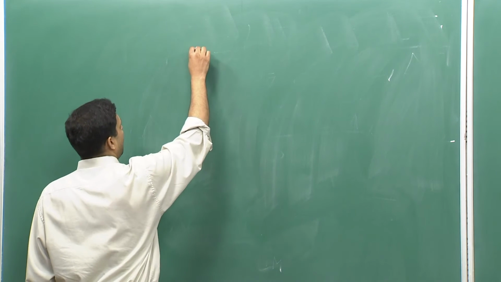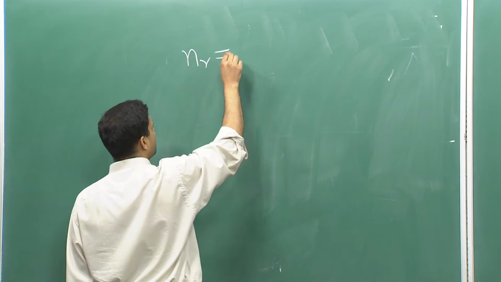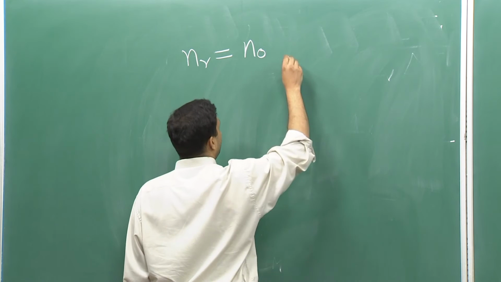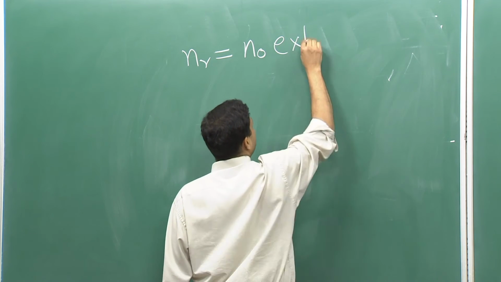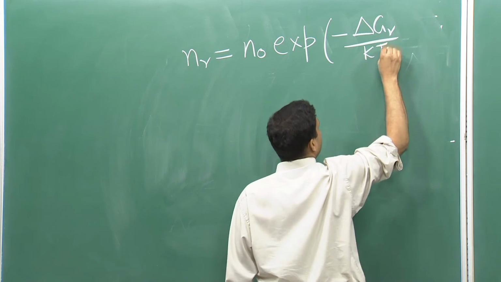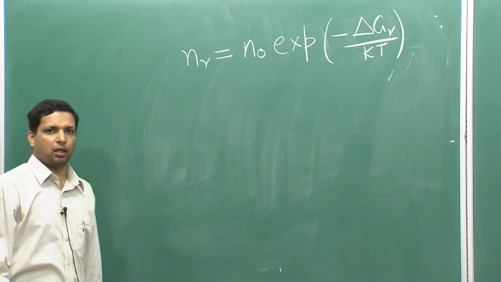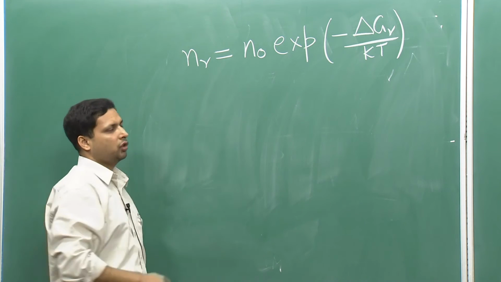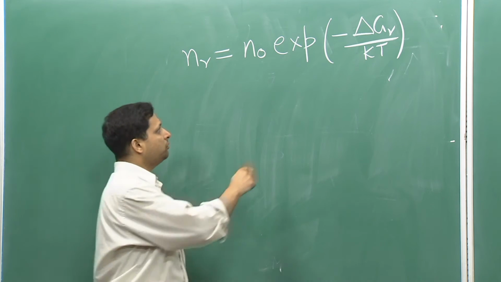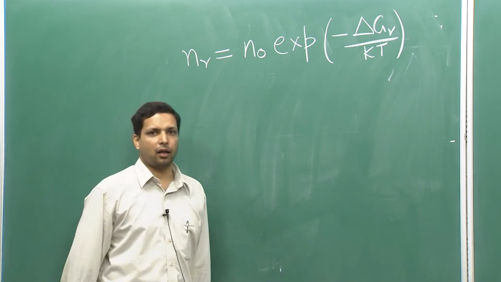So, let us say N naught is the total number of atoms per unit volume, and Nr is the number of clusters with size R. So, we can say Nr is equal to N naught e to the power minus delta G R by kT. So, this equation tells you how many clusters of size R you will find in a liquid which contains N naught atoms per unit volume, when the energy related to formation of this cluster size is delta G R.